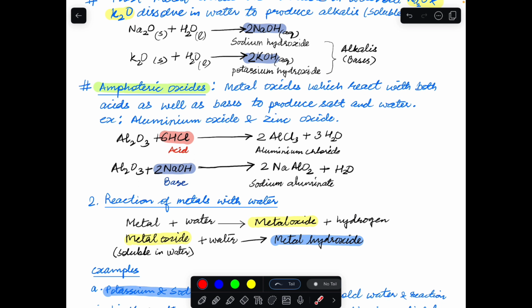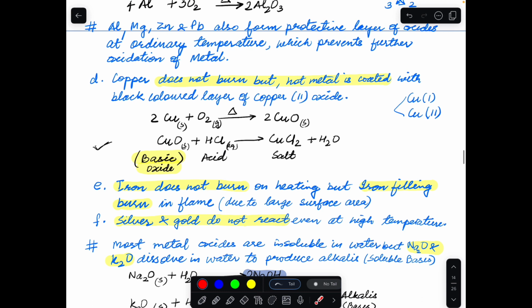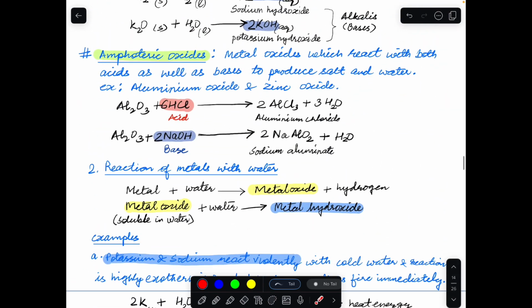Out of all metal oxides, a few oxides have a special nature, that is they are amphoteric oxides. Why? Because these metal oxides can react both with acid as well as bases. We have seen metal oxides are basic oxides. Therefore, they react with acid to give you salt and water. But these amphoteric oxides can react with both acid as well as base to produce salt and water.